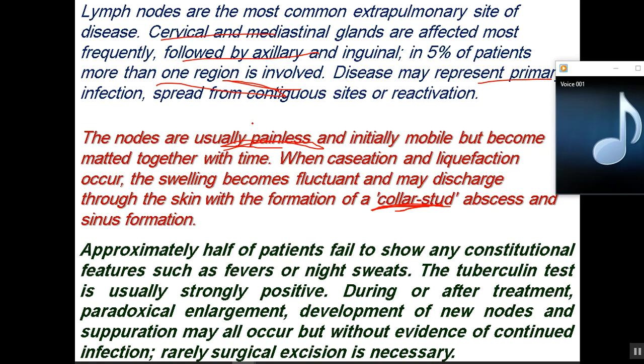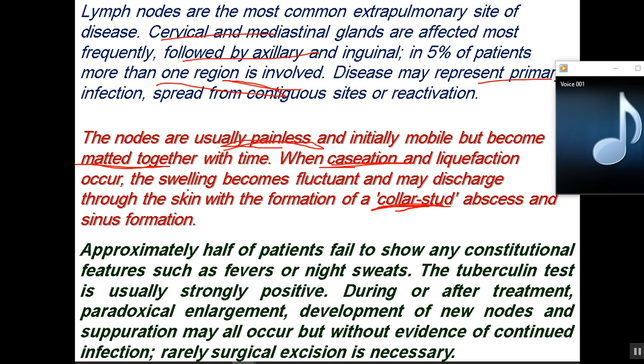The painless lymph nodes are mobile, then become matted together. And then caseation and liquefaction occur. The swelling becomes fluctuant, like an abscess, and then discharges through the skin, causing a cold abscess.